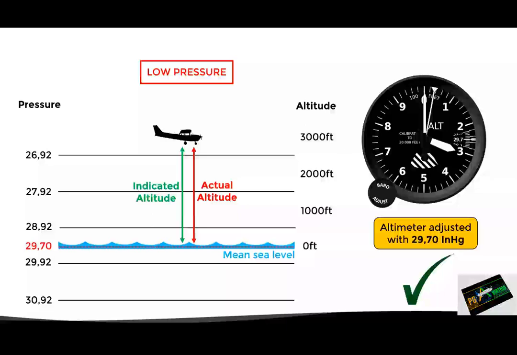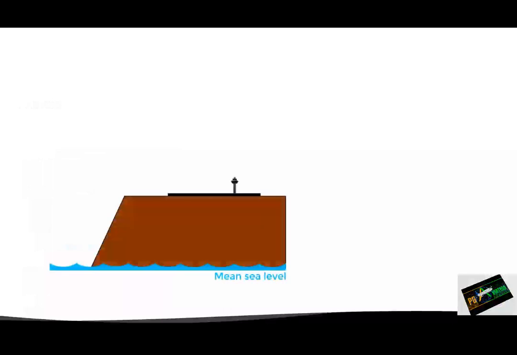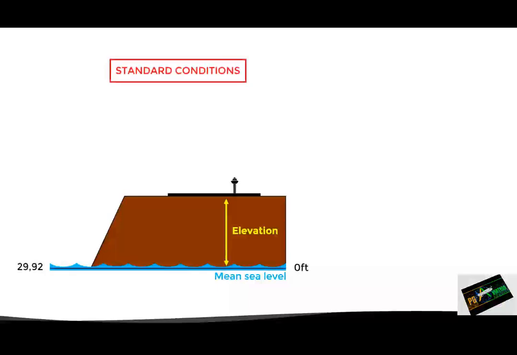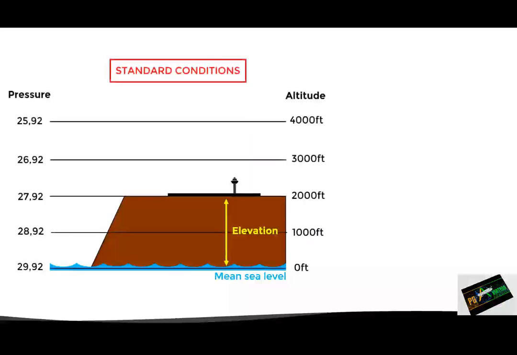So far, we have seen examples where we adjust the altimeter to get a correct altitude reading. But what if we want to measure the height in relation to the terrain instead of the altitude in relation to mean sea level? Well, in this case, the pilot can adjust the altimeter to use the ground level as reference. First, let's refresh some concepts. As we mentioned, the vertical distance between the mean sea level and a point on the ground is known as elevation. And under standard conditions, we would have the isobars distributed as follows.